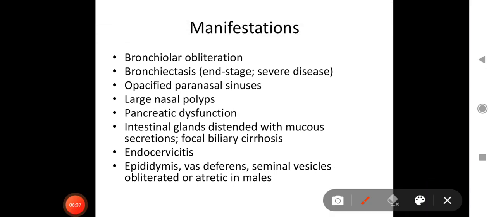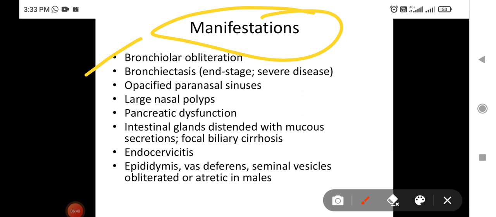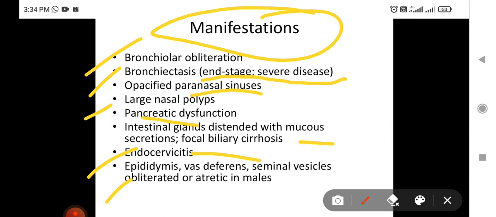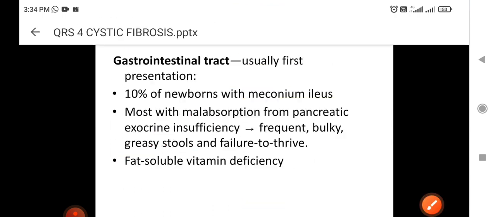Now, what are the clinical manifestations of cystic fibrosis? Bronchial obliteration and bronchiectasis can be seen in patients, and in case of end stage or severe disease, opacified paranasal sinuses can be seen. So a patient comes with recurrent respiratory tract infection, and if you order a CT scan, then the opacified paranasal sinuses and recurrent respiratory infections with coarse crepitations may suggest a diagnosis of cystic fibrosis. So these are good clinical findings. Large nasal polyps may be seen, pancreatic dysfunction, intestinal glands distended with mucus secretions, focal biliary cirrhosis, endocervicitis, and in male patients the epididymis, vas deferens, and seminal vesicle obliterated or atretic.